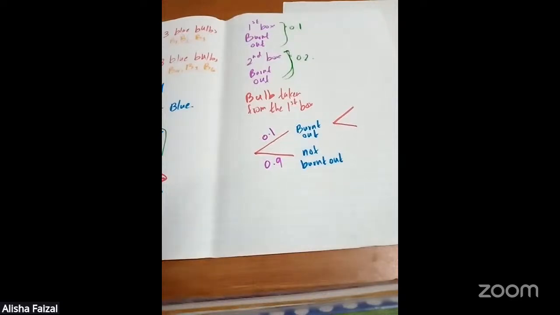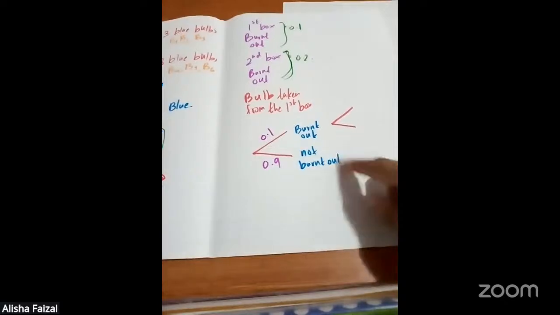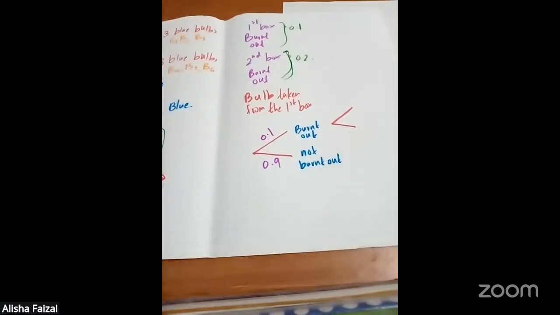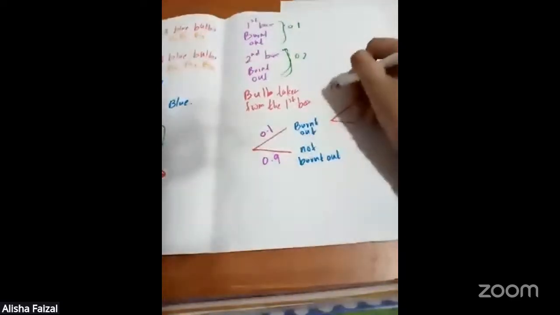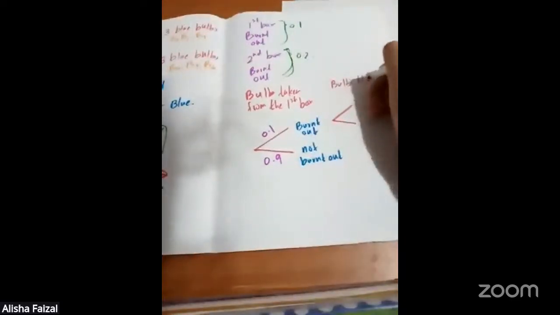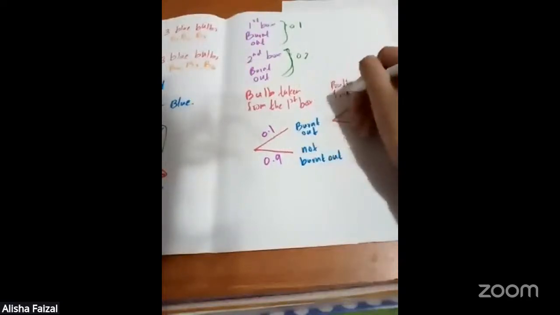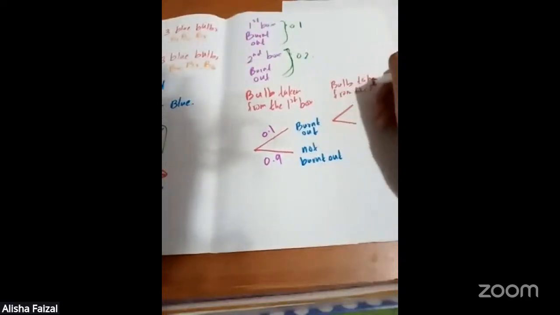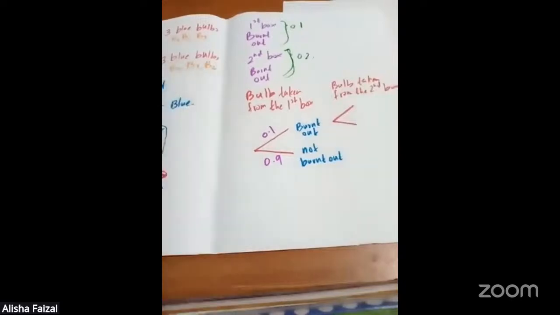Just remember that, you don't draw a branch here. Then they will give marks. If you draw a branch, you're going to get 1 mark, you lose it. So you draw one only in here, and they also give a topic here, that is a bulb taken from the second box.